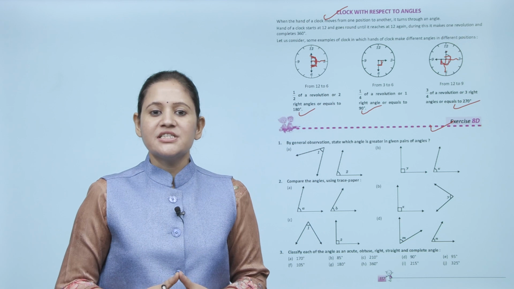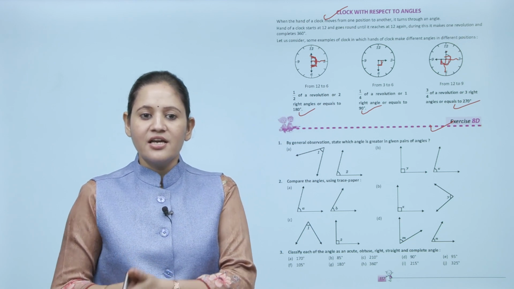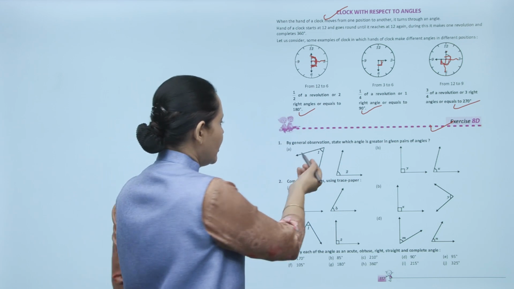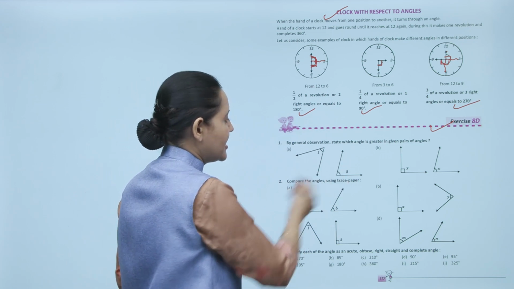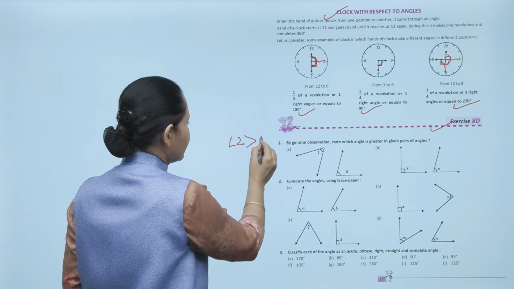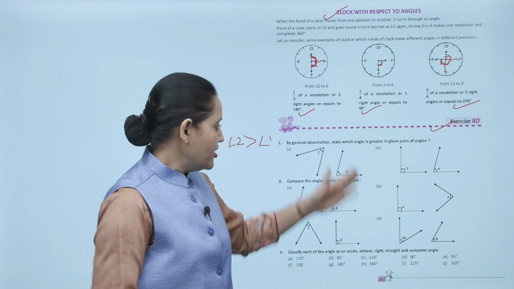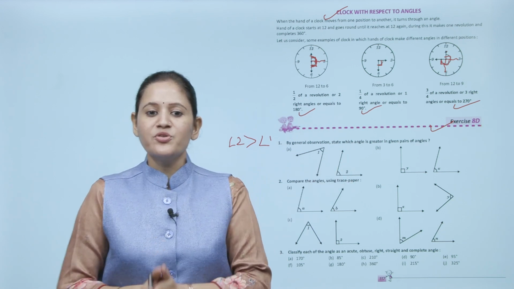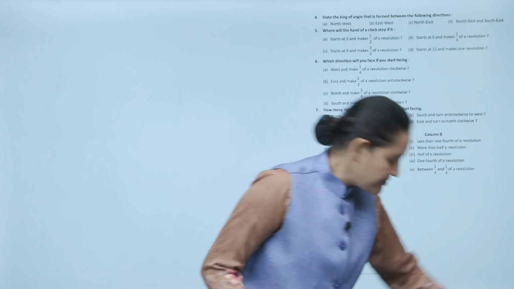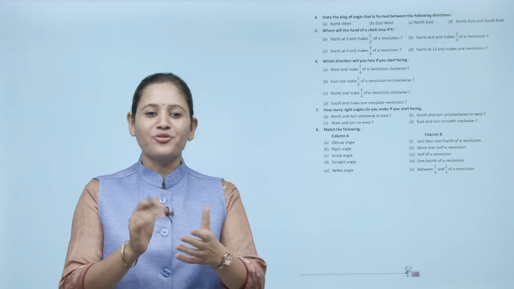By general observation state which angle is greater in the given pair of angles. In the first, angle 1 is less than angle 2, or we can write angle 2 is greater than angle 1. Clear? You have to practice all the questions. We'll move to the next topic. Practice all these questions. So here we end the chapter. I hope you understand the chapter well. Now you have to practice it.